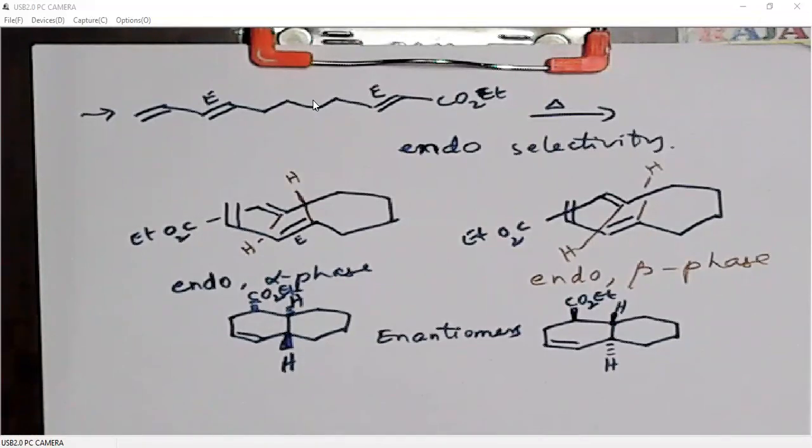So if you were asked to write the product, first go for endo selectivity. Okay, no confusion. First go for endo selectivity.